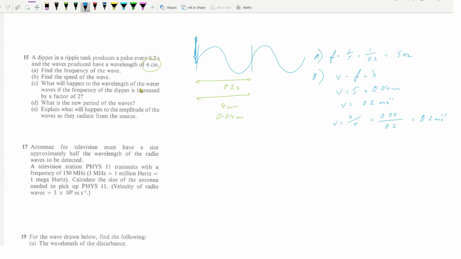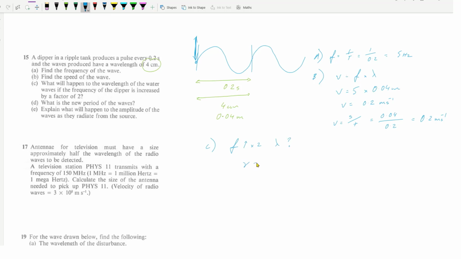What will happen to the wavelength of water if the frequency of the dipper is increased by a factor of 2? So when it comes to these types of questions, do not substitute values in. It's actually looking at proportionalities. So with part C, the frequency is going up by a factor of 2. What is going to happen to the wavelength?